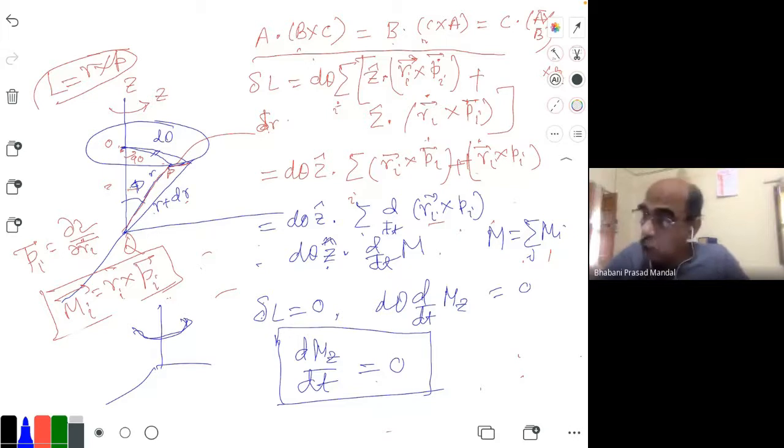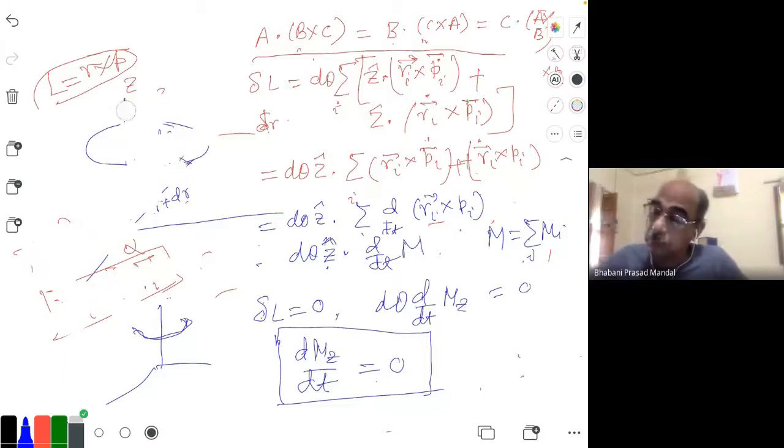Okay, so this concludes our discussion on the symmetries and conservation laws. Do you have any question? Anybody has any question?